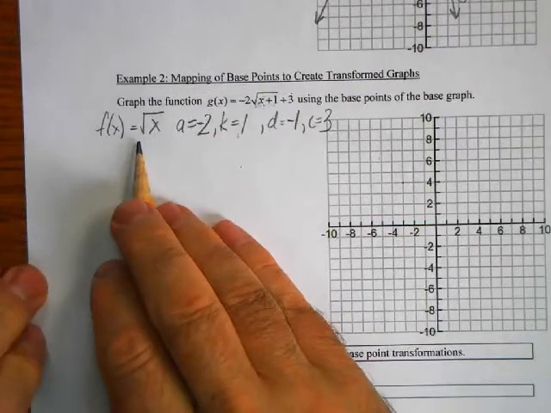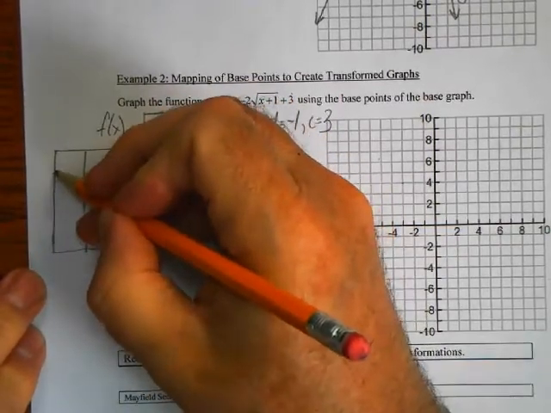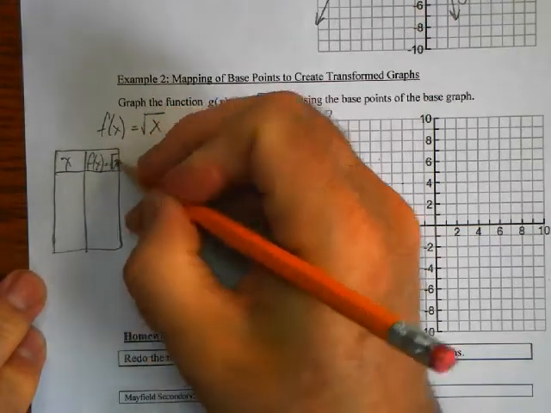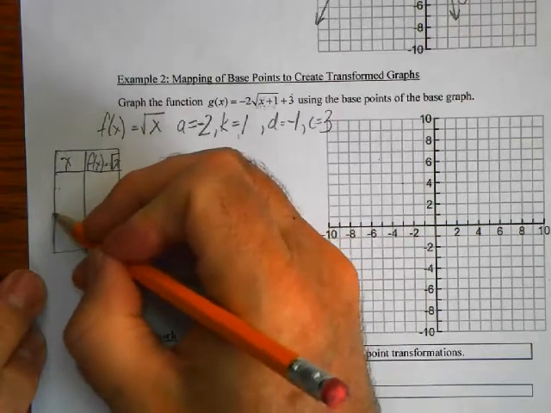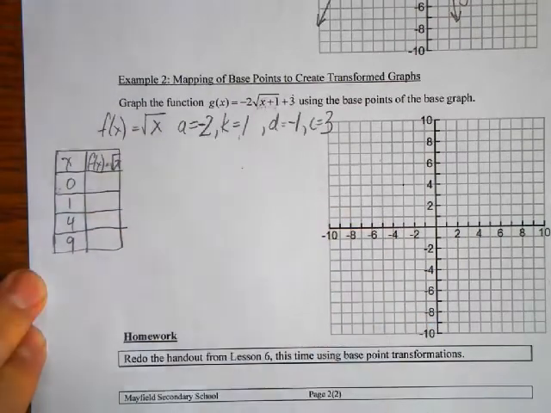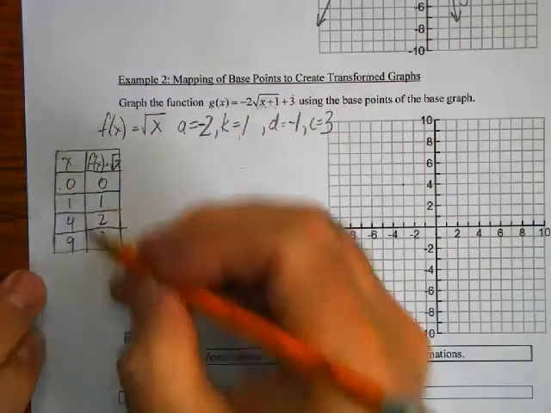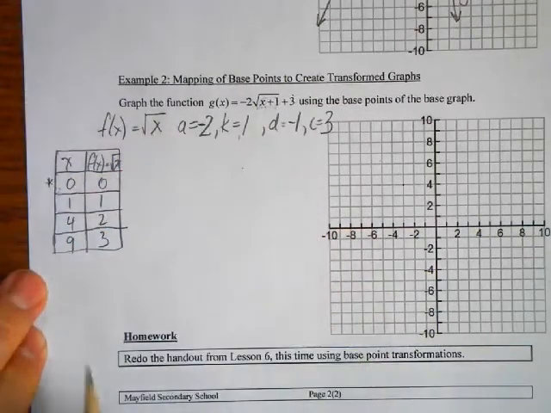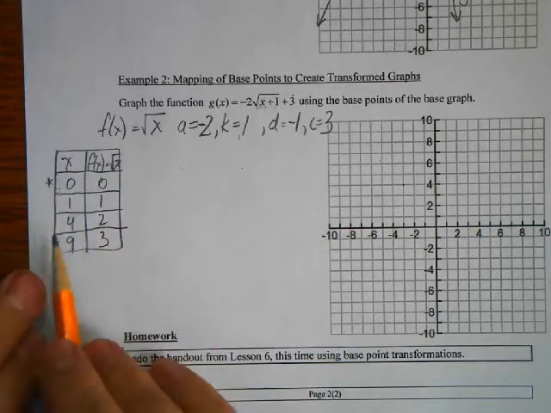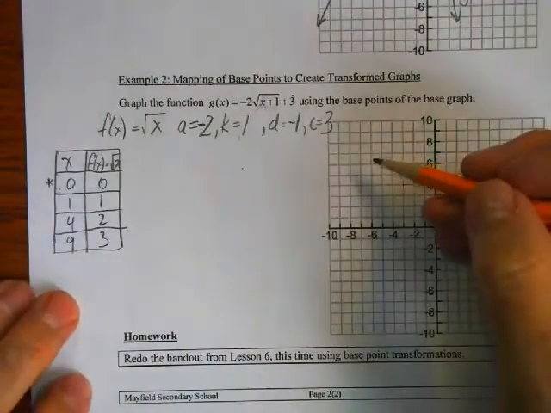So in this case, the base function is square root of x. So I've got x and f of x equals square root of x. And remember, we had 4 points for this. We had all perfect squares down here so that when we take the square root, we get a nice integer 0, 1, 2, 3. So those are our 4 base points. Remember that this point here, that's our end point of the square root function. The graph actually ends at that first point. So whatever it transforms to will be the end point of the transformed function as well.